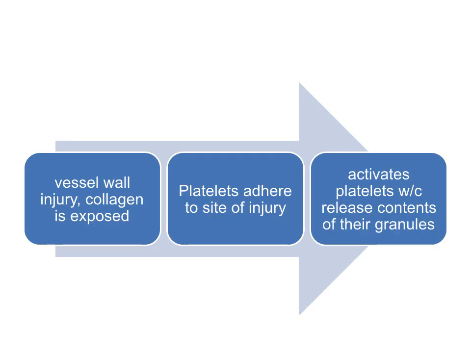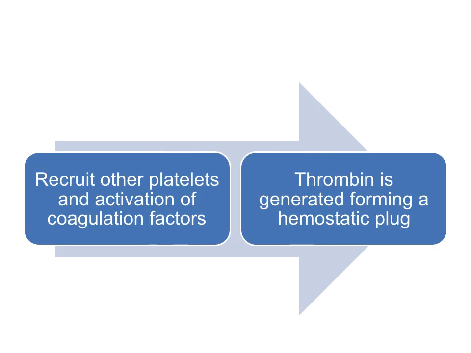This is a summary of what I've been talking about a while ago. If there is an injury to the blood vessel, the endothelium will be disrupted and the collagen underneath will be exposed. This will lead to the adherence of platelets to the site of injury. And then after that, there's going to be activation of the platelets, which will lead to the release of the contents of their granules. The effect of this is to recruit other platelets to go to the site of injury.